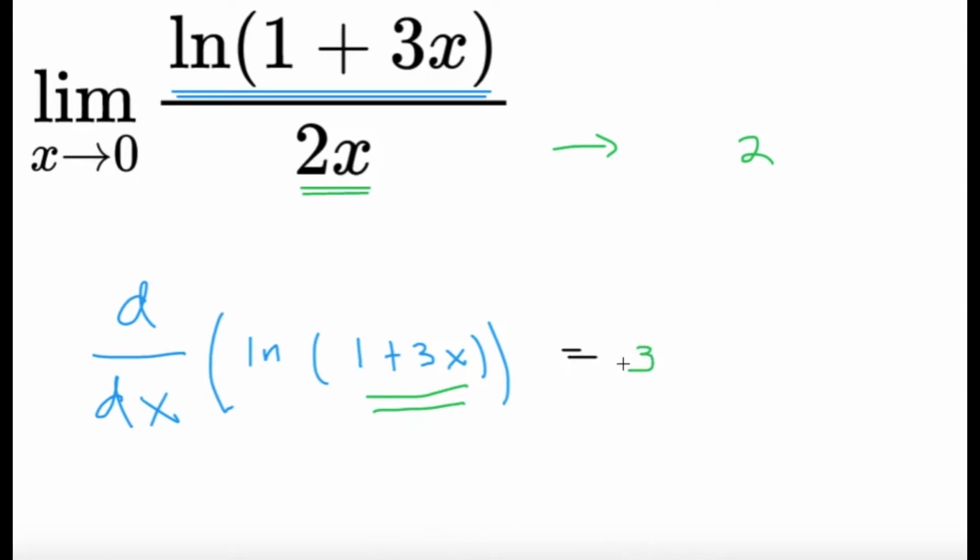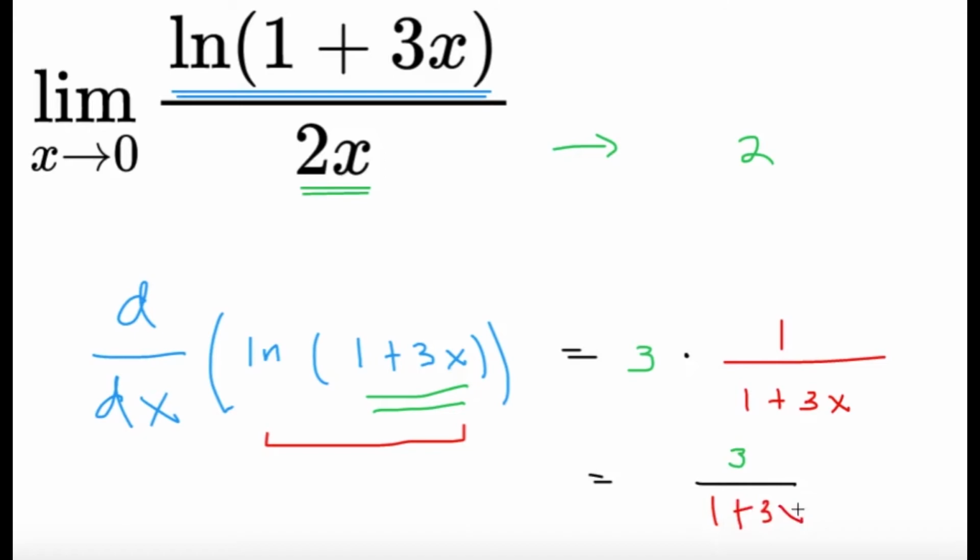We have 3 here. Now we take the derivative of the outside, which is the ln function, so it's just going to be 1 over the function. Sorry, it's just going to be 1 over x. So technically, we're going to multiply this by 1 over 1 plus 3x. Applying the chain rule here, the derivative of the numerator is equal to 3 divided by 1 plus 3x. So let's put it back.